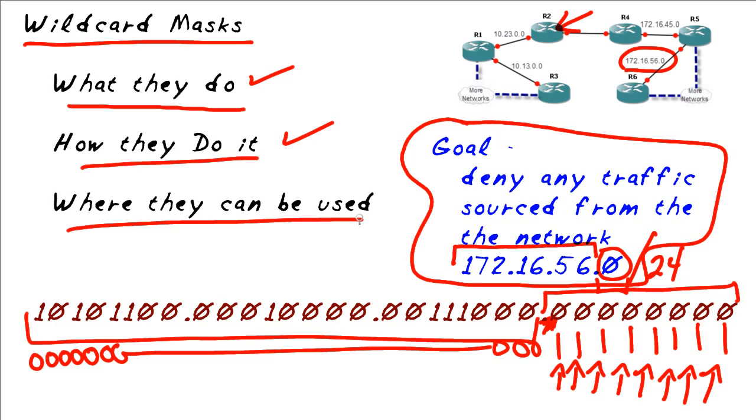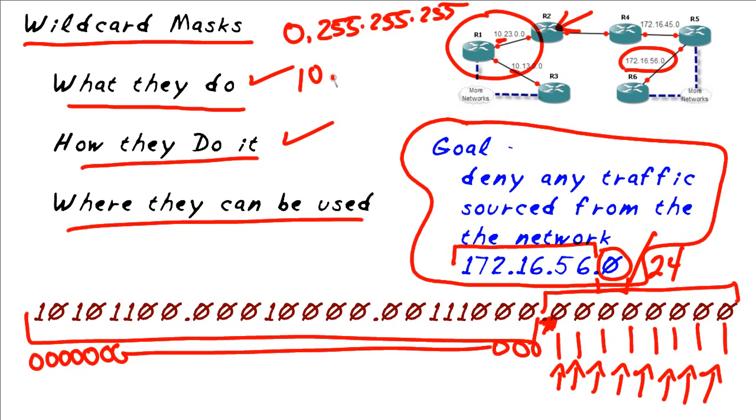Besides an access list, they can also be used in a network statement. So if you want to, for example, on R1, include in a routing protocol all the interfaces that begin with 10, you could use a wildcard mask of 0.255.255.255. And what that would say is that the first octet has to be 10, and that has to match, but the last 3 octets can be anything, and that's one other application where you can use a wildcard mask.